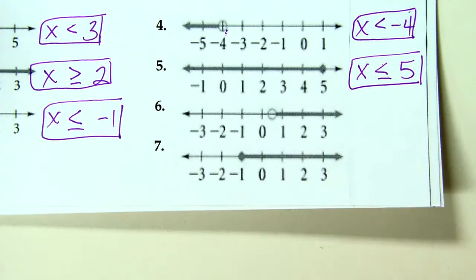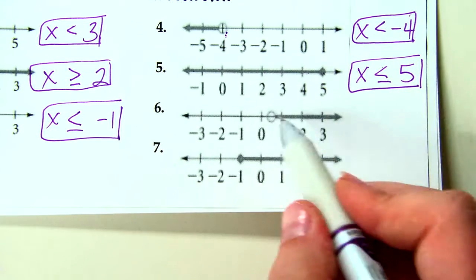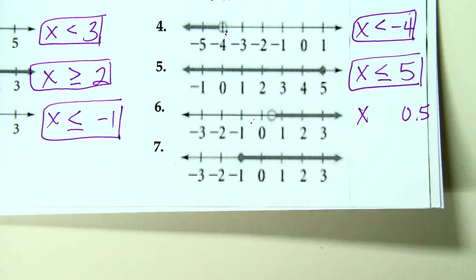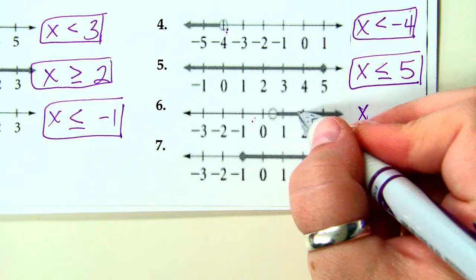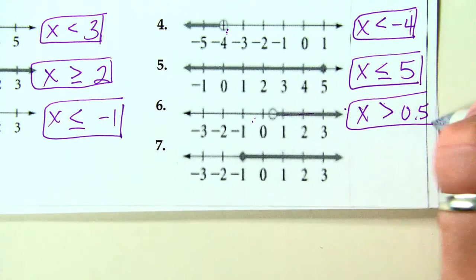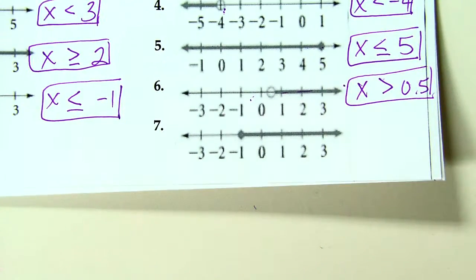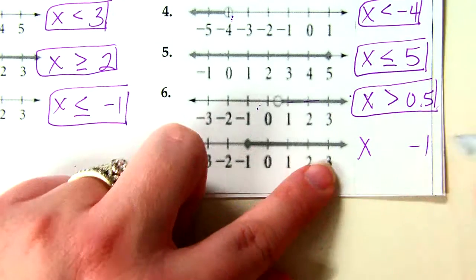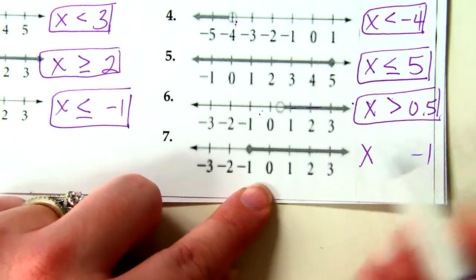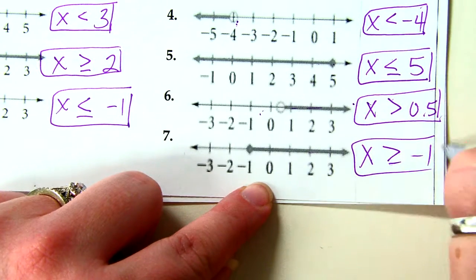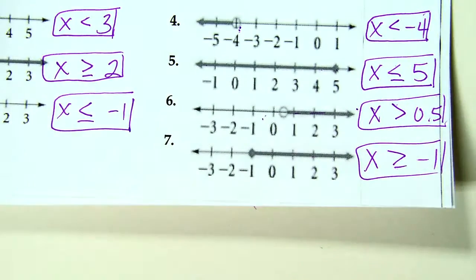Number 6, this is between 0 and 1, so that would be at 0.5 or 1/2, whichever one you prefer. It is getting bigger, so it's greater than, and it's an open circle, so it does not have the equals to. And then last one, x and -1, gets bigger, so it's greater than x, and then it's filled in, so it's equal to.